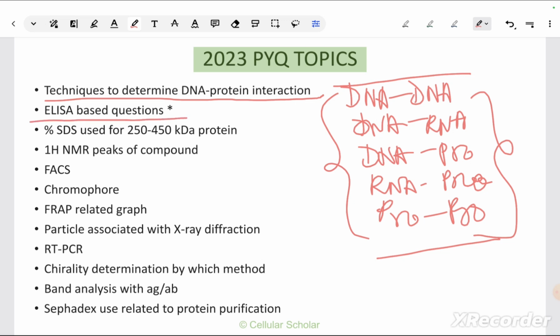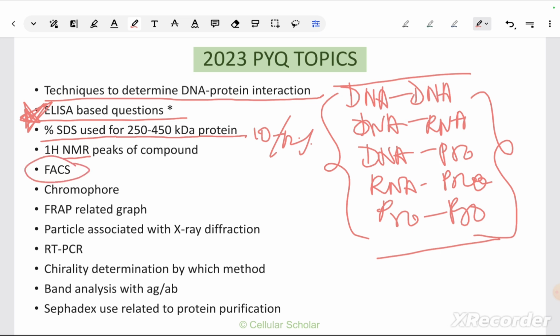ELISA, again very important. Many questions, I think 3 or 4 questions were asked from this topic. Percentage SDS-PAGE used for 250 to 450 kilodalton protein, so I think it was 10 or 12%. One question was asked from NMR. They basically gave a compound. They asked how many 1H NMR peaks are formed for that compound.